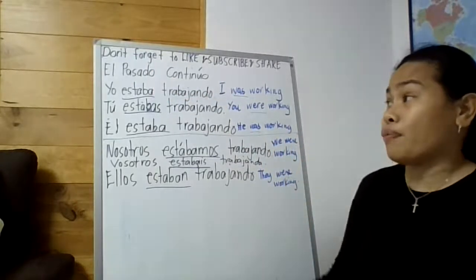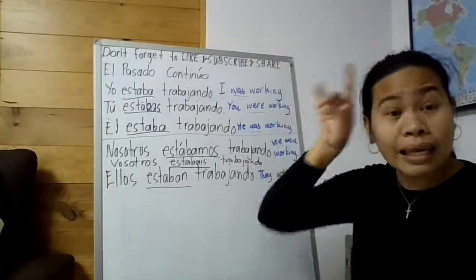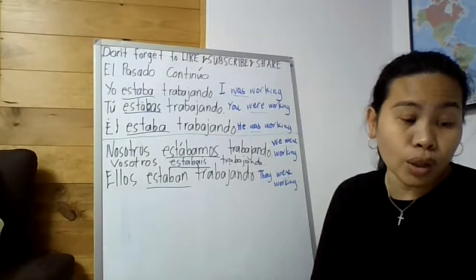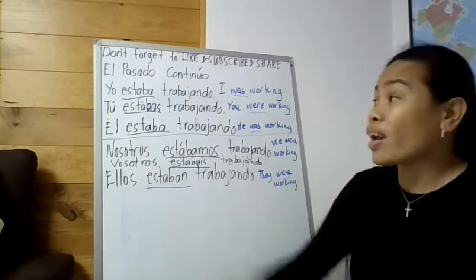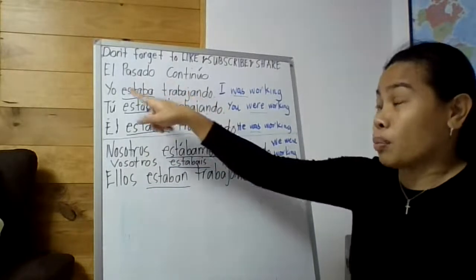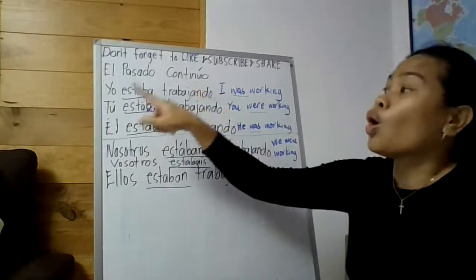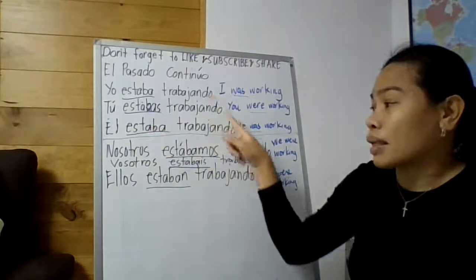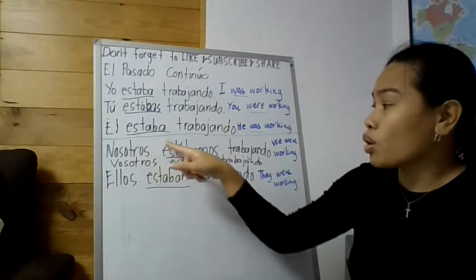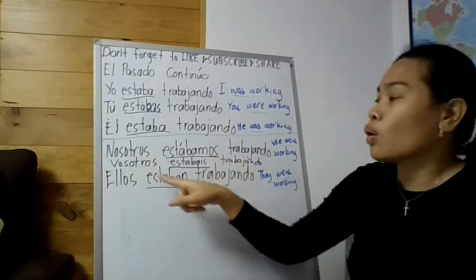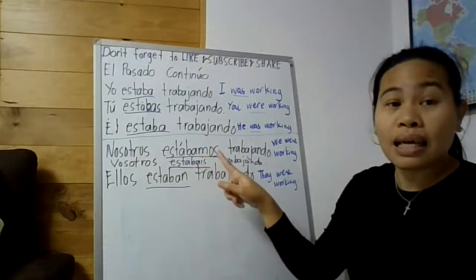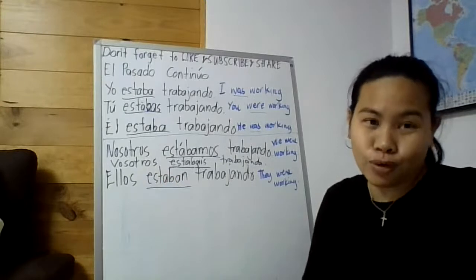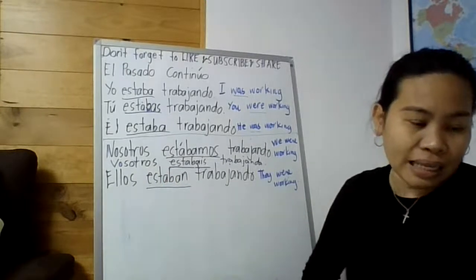So, for example, if you are going to use this as a negative form, el negativo, you will just add no. So, yo no estaba trabajando. For example, yo no estaba trabajando. Tú no estabas trabajando. Él no estaba trabajando. Nosotros no estábamos trabajando. Or vosotros no estabais trabajando. Or ellos no estaban trabajando. So, that's all for the negative form.